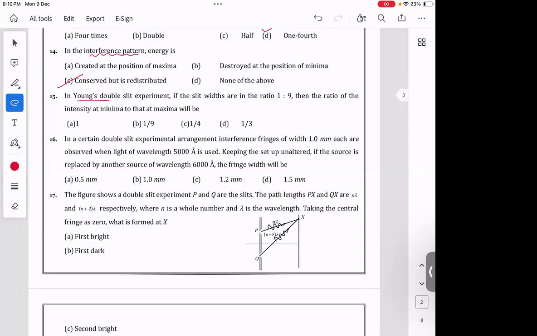Look at this. In Young's double slit experiment, slit widths are in the ratio d1 is to d2, 1 is to 9. Then what is the ratio of the intensity of the minima to that of the maxima?